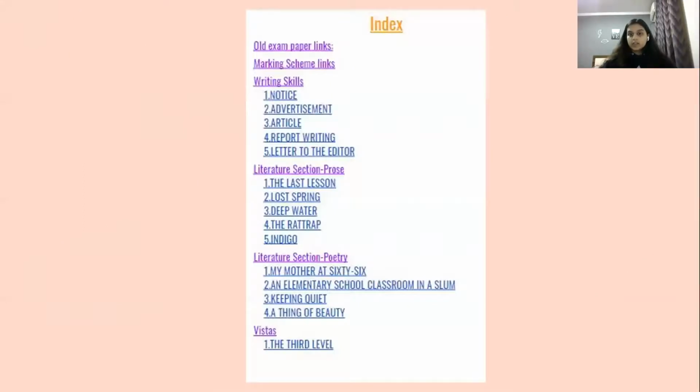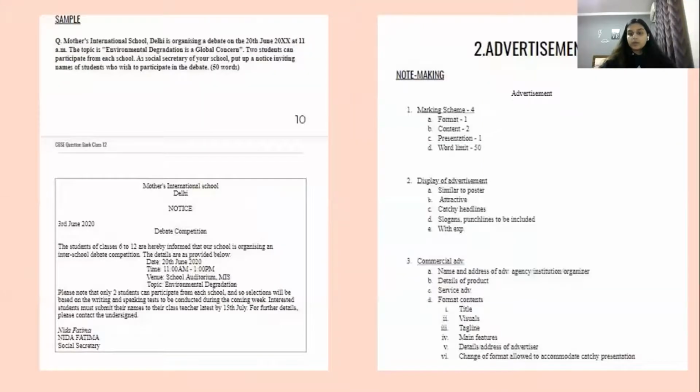This is the index of our guidebook. It contains the links to old exam paper links and marking scheme links, which will be very helpful for board exams. It gives a quick view of the writing topics, literature section of prose and poems from Flamingo and Vistas. These are some examples from our guidebook of the writing section and detailed note making, which gives us a quick glance of the lesson. Over to Shaurya.